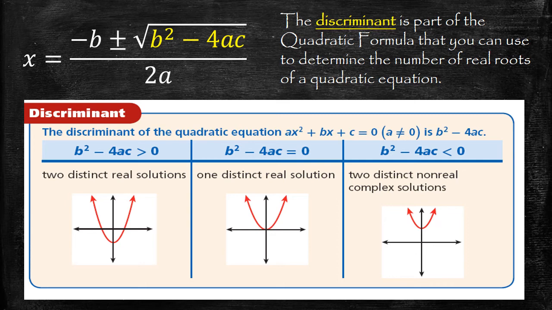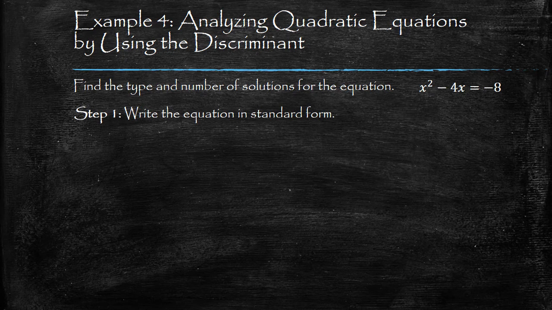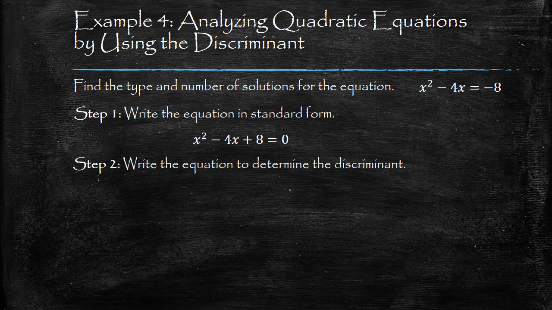Okay? So similar to the quadratic formula, now we're just going to plug in the values from each of our equations. We want to find the type and the number of solutions for each of these equations. So step 1, write the equation in standard form. It's going to be x squared minus 4x plus 8 equals 0. Now write out the equation to determine the discriminant. It is the part under the square root, so b squared minus 4ac.